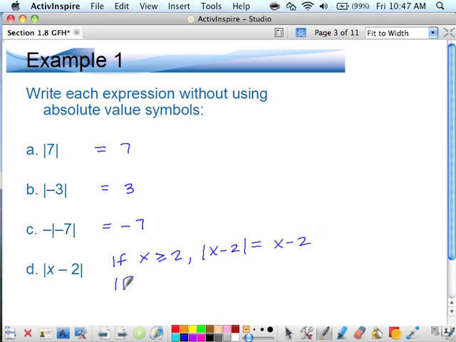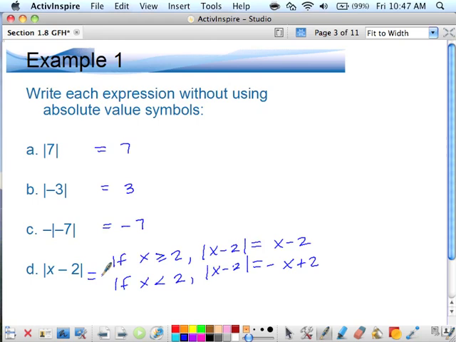But if x is less than 2, then what's inside the absolute value of x minus 2 is going to be negative. Like if I put a 0 in there, I get the absolute value of negative 2, right? Well, the absolute value of a negative is equal to the opposite. So then we have to say it equals negative x plus 2. So that's a little hard for students to understand, but that's how you define absolute value of variables. That's how you split them up and write them.